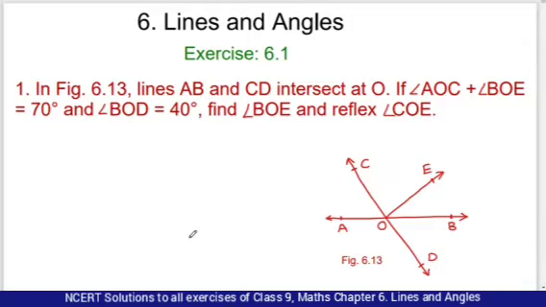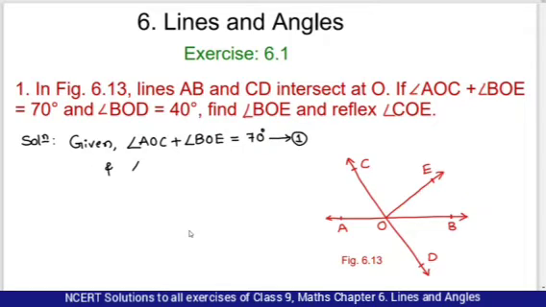Exercise 6.1, first question. In figure 6.13, lines AB and CD intersect at O. If angle AOC plus angle BOE is equal to 70 degrees and angle BOD is equal to 40 degrees, find angle BOE and reflex angle COE. Solution. Given angle AOC plus angle BOE is equal to 70 degrees. Take this as equation number 1. And also given that angle BOD is equal to 40 degrees. Take this as equation number 2.